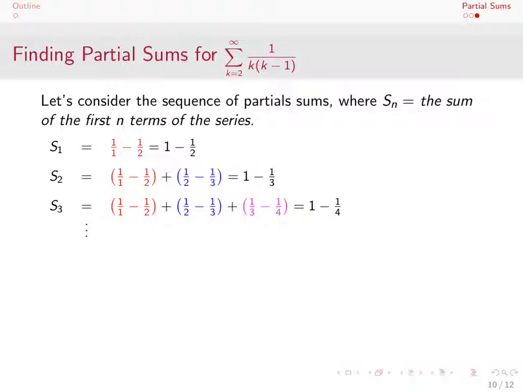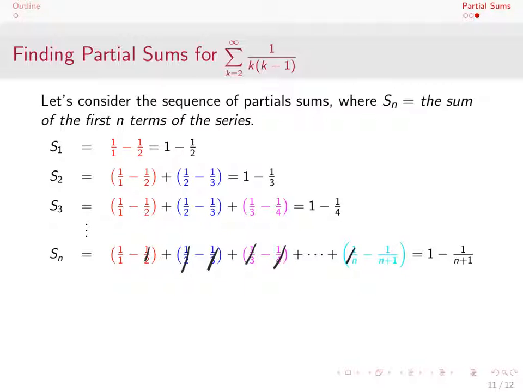So we start to notice a pattern. S1 is 1 minus 1/2. S2 can be rewritten as 1 minus 1/3. S3 can be rewritten as 1 minus 1/4. If we continue in this fashion, we can write out the sum for S_n. We'll notice again that we get lots of cancellation of terms, and we end up with S_n equaling 1 minus 1 over n plus 1.